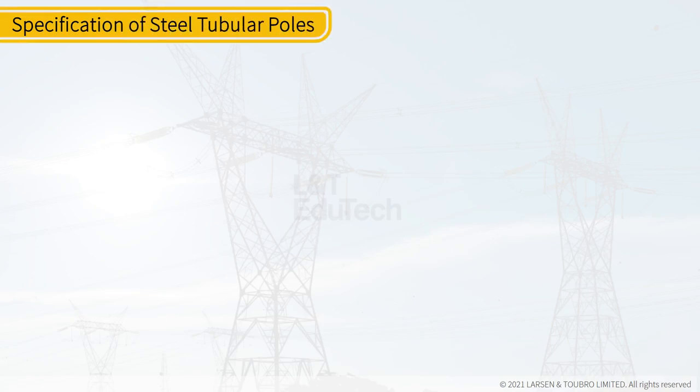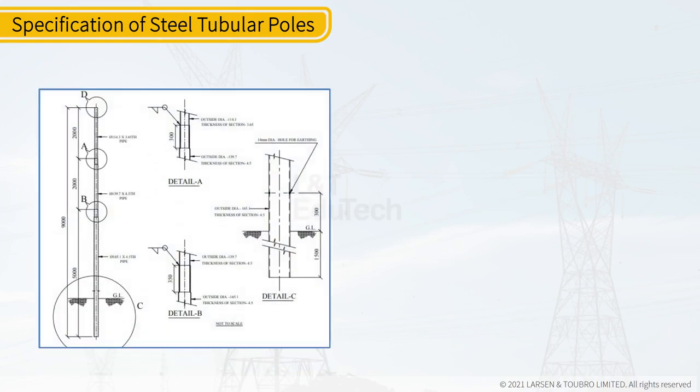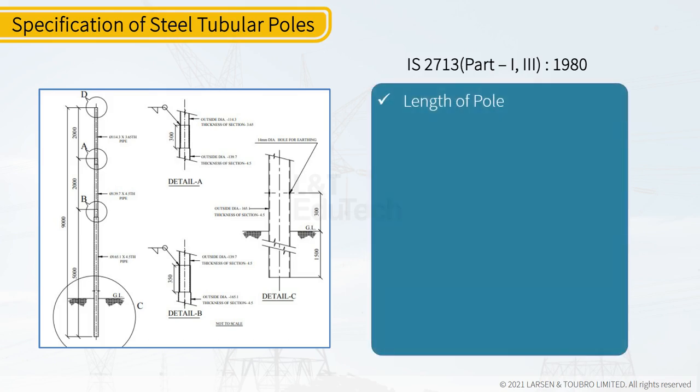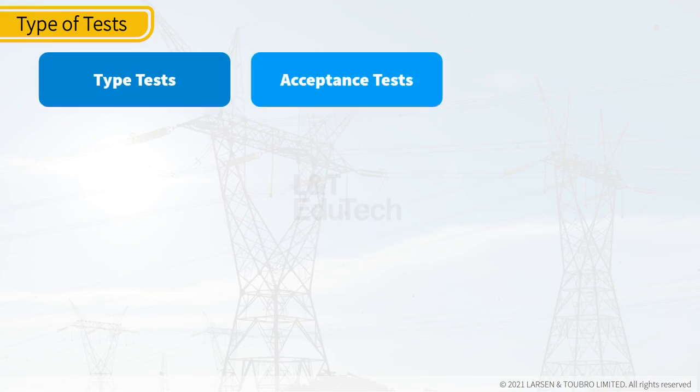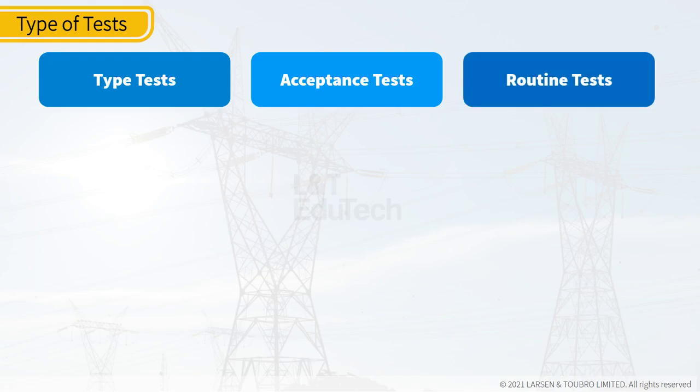Let's learn the specifications for steel tubular poles. This is the detailed image of steel tubular poles. Applicable IS 2713 Part 1 to 3, 1980. Length of pole, type of pole, planting depth, working load, approximate weight of pole, point of application of load, breaking load, finish. So, the different types of tests are type tests, acceptance tests, routine tests.